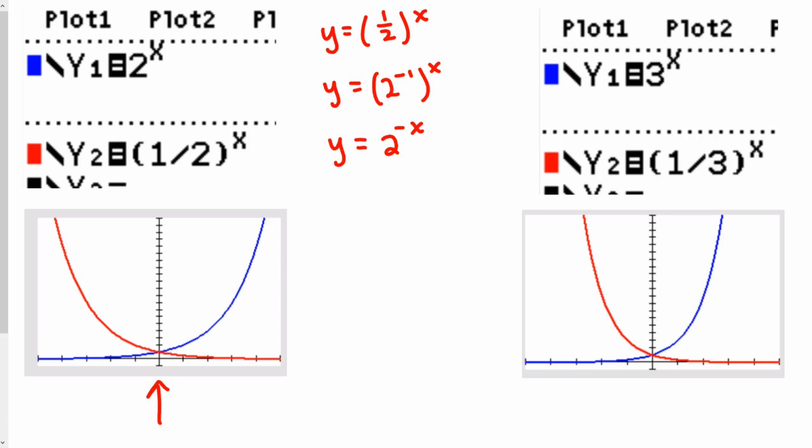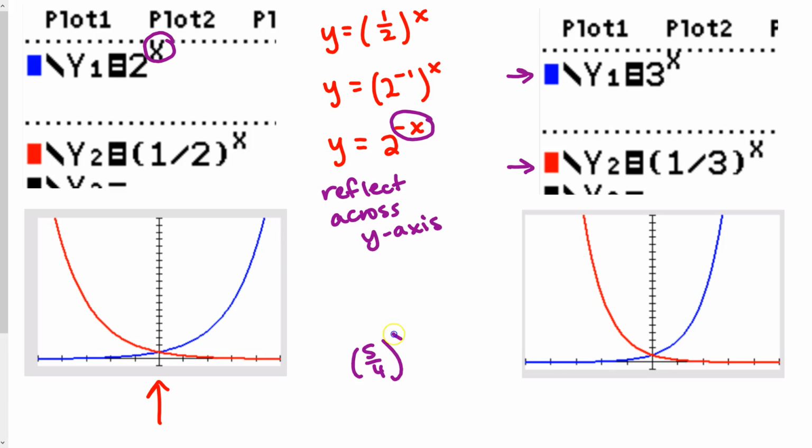So what we're seeing if we think about transformations is that 2 to the x has changed to 2 to the opposite of x. And it turns out when you take the opposite of x in your equation, you have a reflection across the y-axis. And we see that exact same thing in y equals 3 to the x and y equals 1/3 to the x. They're reflections across the y-axis, as well as the one with the 4/5 and the one with the 5/4. It was 5/4 to the x, 4/5 to the x.